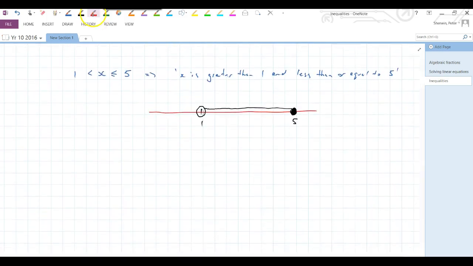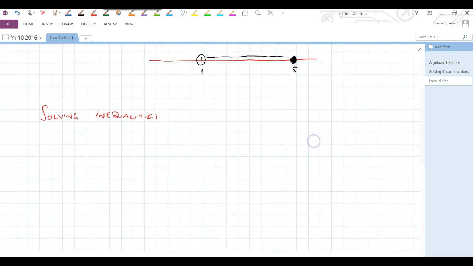Okay, so now when it gets to solving inequalities, there's just a few things we need to be wary of. So let's say, for example, we want to solve 3x plus 2 is less than or equal to, let's say, minus 7. So here we've got an inequality because we've got a less than or equal to. So how do we go about it?